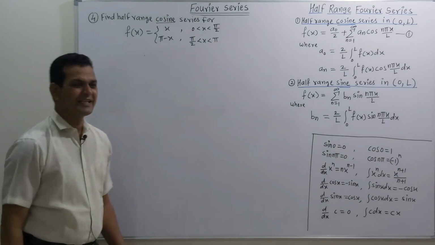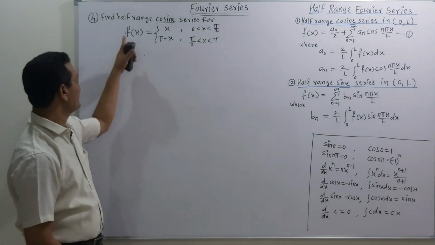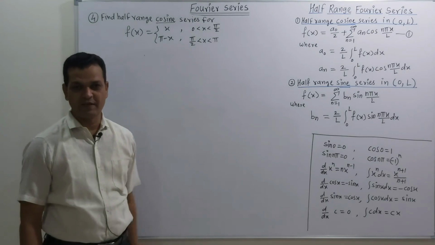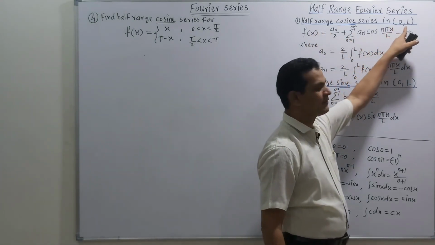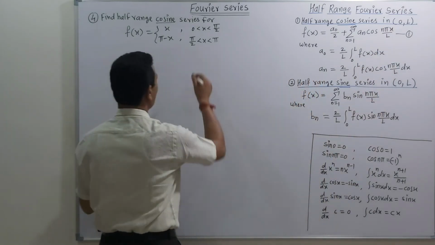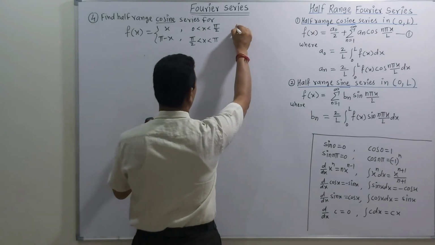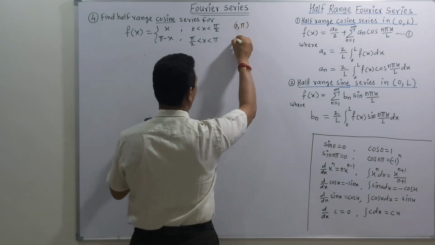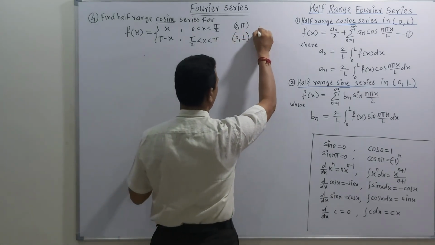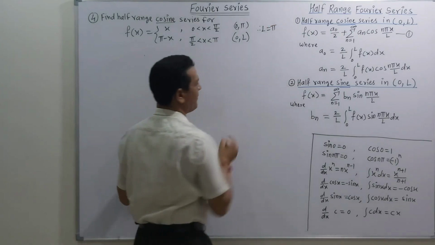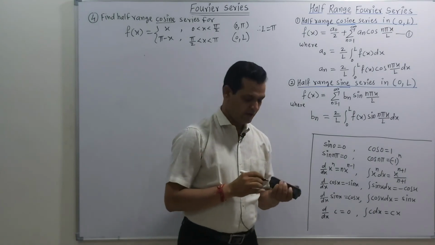Now friends, let's take the fourth example of this video lecture. So here the question is find the half range cosine series. So the cosine word is important. Whenever a cosine series is there, then for this cosine series the interval is 0 to L. So here the given interval is 0 to pi by 2 and pi by 2 to pi. That means the total length of the interval is 0 to pi. If we compare this with the interval 0 to L, then we get the value of L is equal to pi.